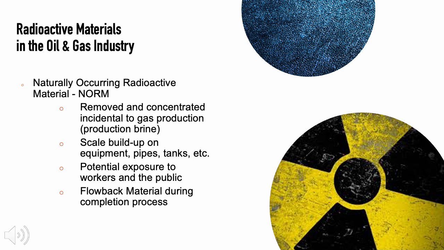Now we'll get into radioactive materials in the oil and gas industry. So, naturally occurring radioactive materials, or NORM. Removed and concentrated incidental to gas production, so production brine. Scale buildup on equipment, pipes, tanks, etc. Potential exposure to workers and the public because of these things. And flowback materials during completion processes.